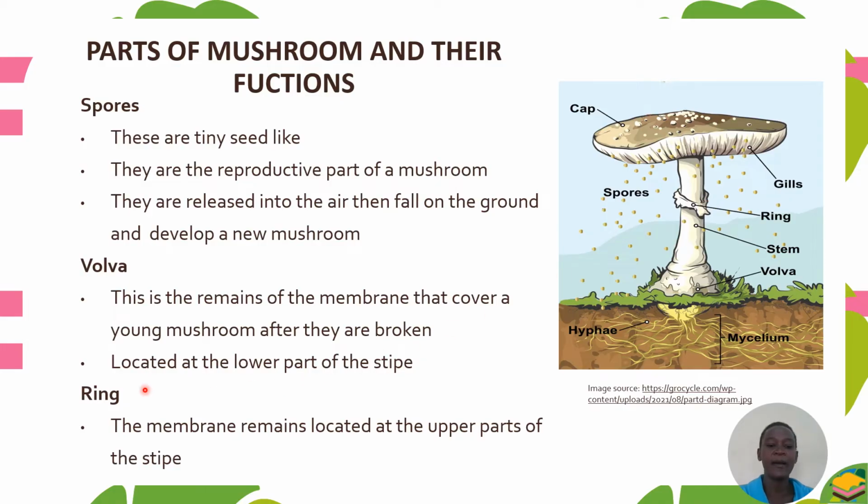And this membrane, which is the ring, most of the time is the membrane which will cover the gills when the mushroom is still young. So there are two membranes which will cover the mushroom. The membrane which will cover the whole mushroom at the primordial stage, and there is also a membrane which will cover the gill, more especially when the fruit is just coming out. So that membrane which will cover the gill is the ring.